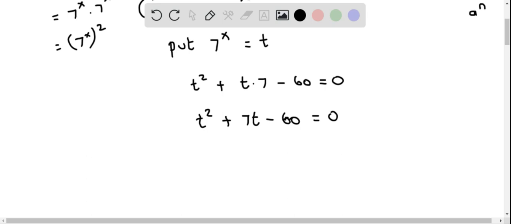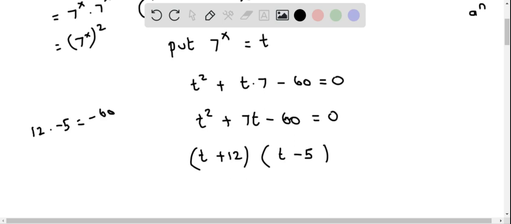I'm going to split this into product of two linear terms. So let me put this as (t plus something)(t minus something). So the factors are positive 12 and negative 5, because when you multiply 12 with negative 5, we get negative 60. That is, the product is negative 60. And when I add 12 with negative 5, we get positive 7, which is the middle term. So it is perfect. And this equals 0.